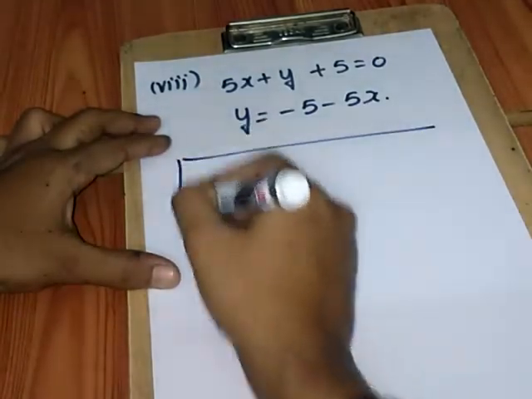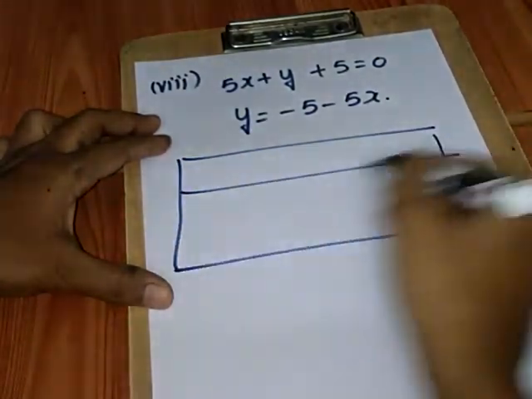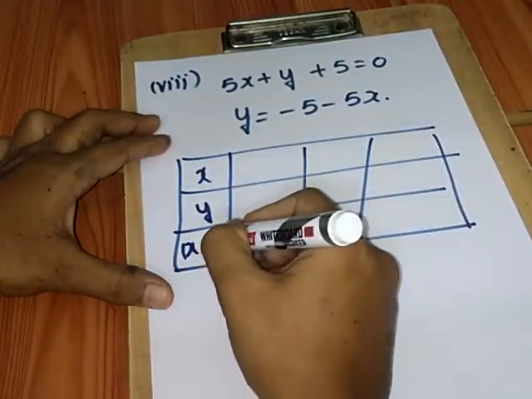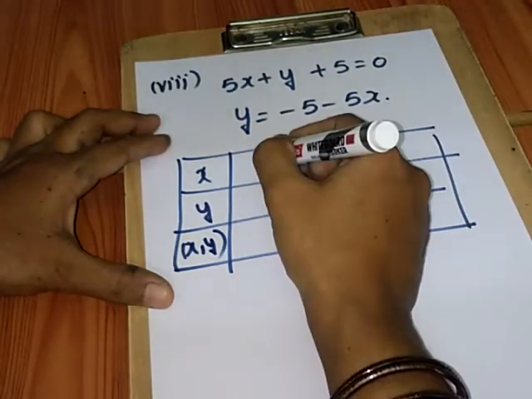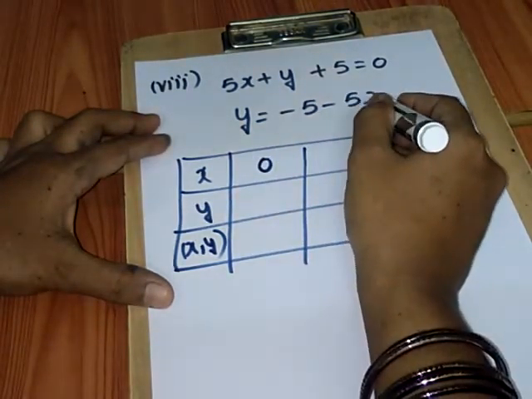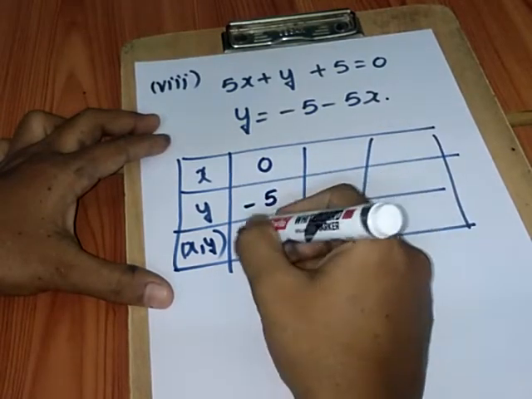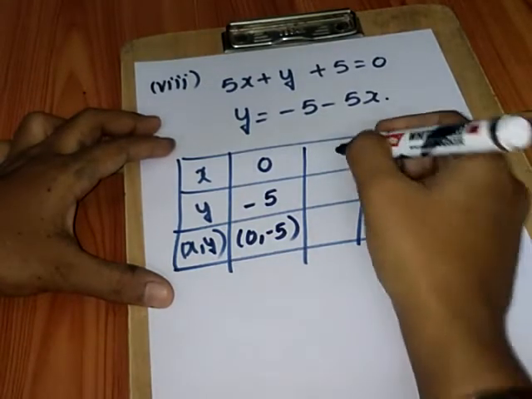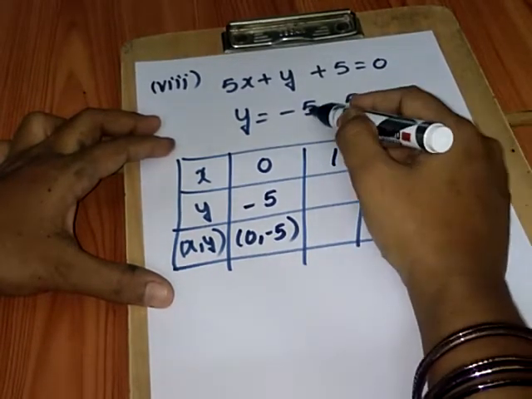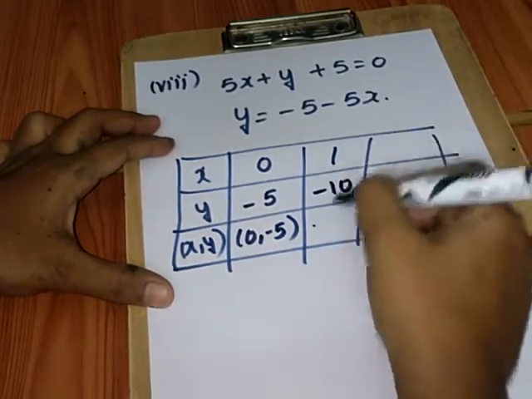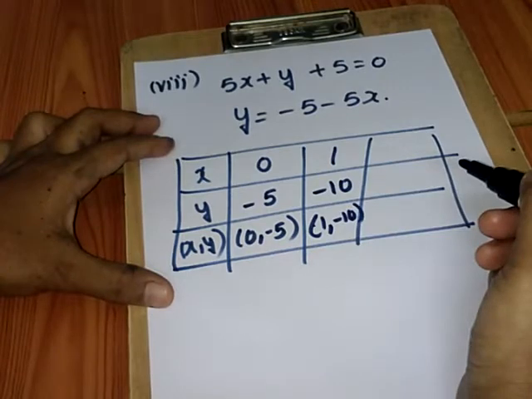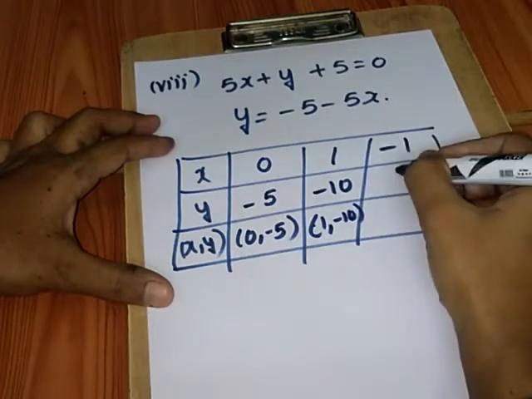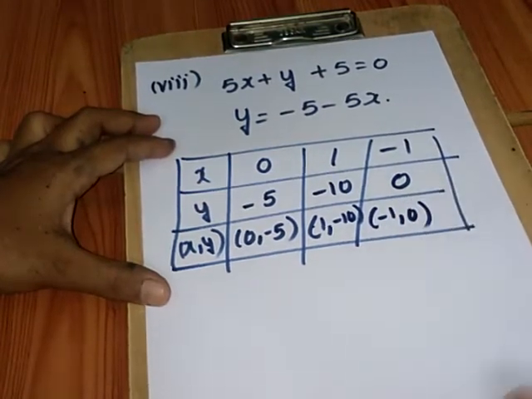So I am going to consider the table directly. You need to draw the solution. So x and y, this is x comma y. If the value of x is 0, then 5 into 0 is 0, hence the value of y is minus 5, 0 comma minus 5. Next, if x is 1, then 5 ones are 5, minus 5 is minus 10. So this is 1 comma minus 10. Next, minus 1. So if I take minus 1, then minus 5 plus 5 gets cancelled. The value will be equal to 0.